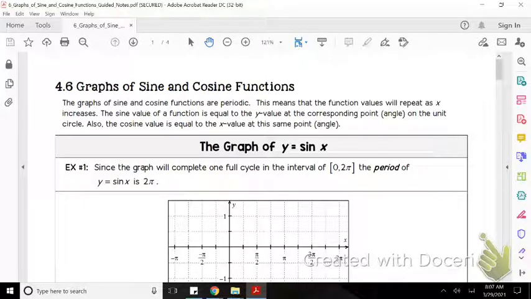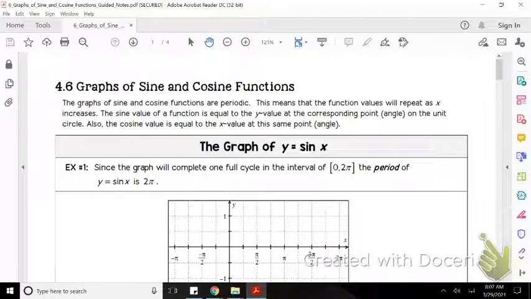All right, 4.6 talks about the graphs of sine and cosine functions. It says the graphs of sine and cosine functions are periodic. This means that the function values will repeat as x increases. The sine value of a function is equal to the y value at the corresponding point or angle on the unit circle. Also, the cosine value is equal to the x value at the same point or angle.